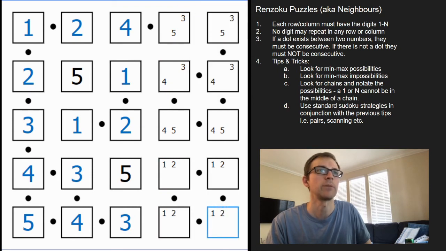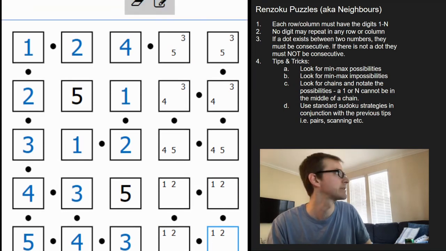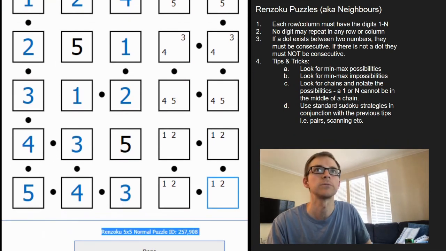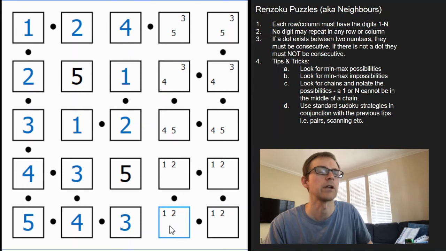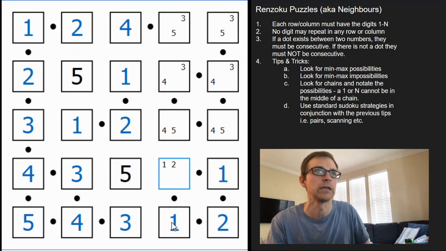Okay. So all our pencil notes are in. What are we missing here? Let's straighten that up. All right. So we have a 1-2 pair here. That's not helpful. 1-2 pair here. That's not helpful. Let's look at this here. This is where it's breaking. So these 2 digits cannot be consecutive because there's no dot. So this has to be a 1. That makes that a 2. That's a 1. That's a 2.